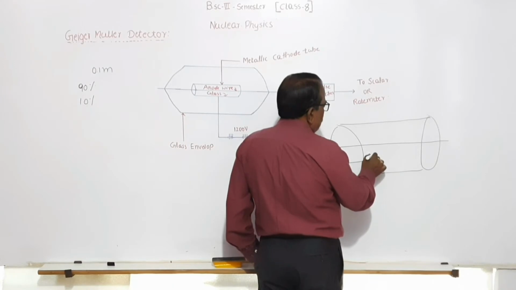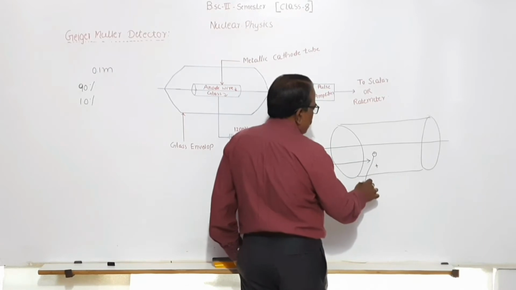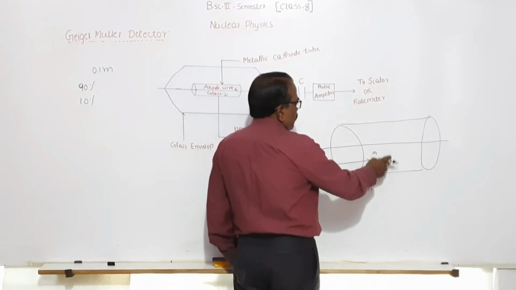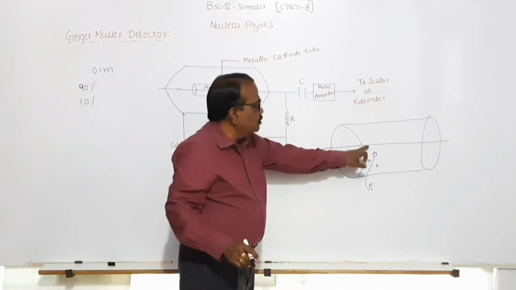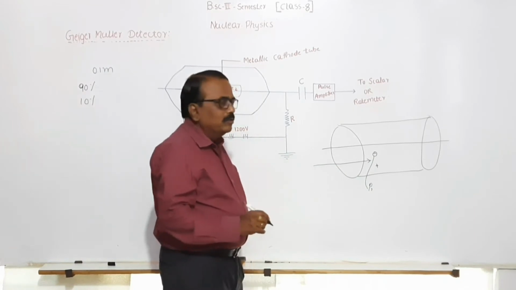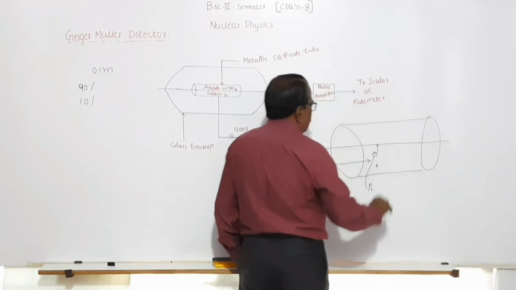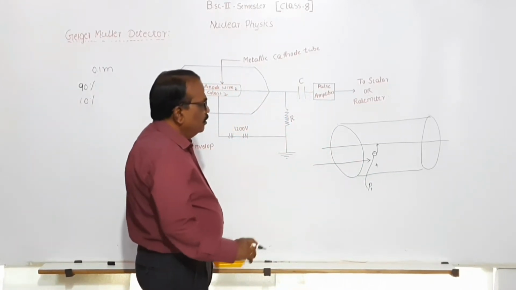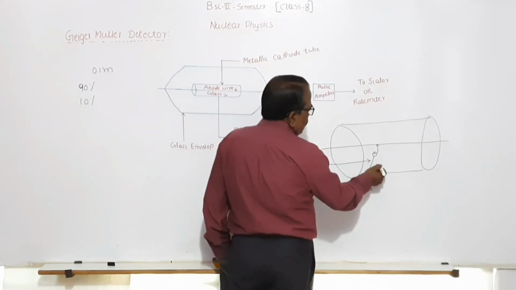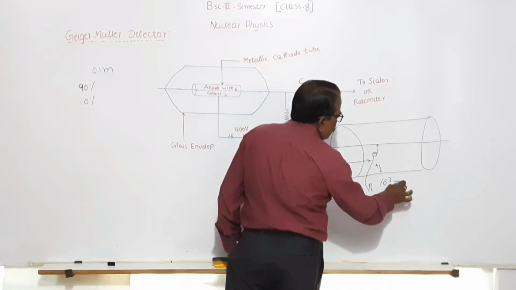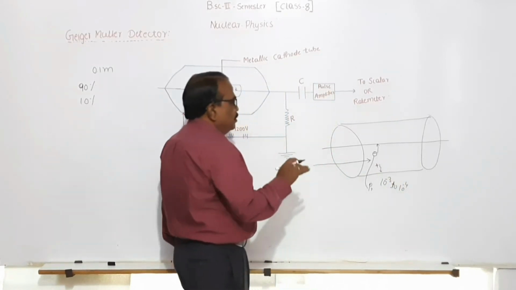So this produced electron is called as primary electron. Since there is a voltage of 1200 between this anode and cathode, very quickly this negatively charged ion moves towards the anode. And this positively charged ion takes much longer time to reach, about 10 raised to minus 3 to 10 raised to minus 4 seconds, to reach the cathode.